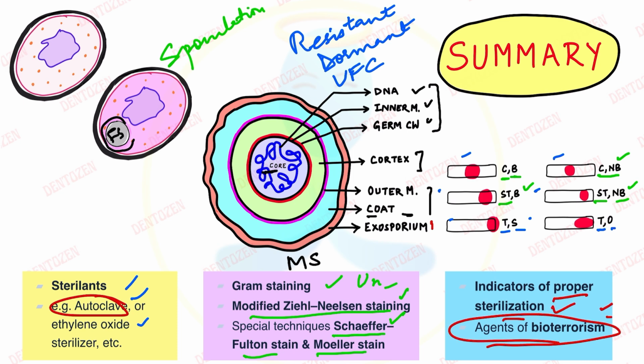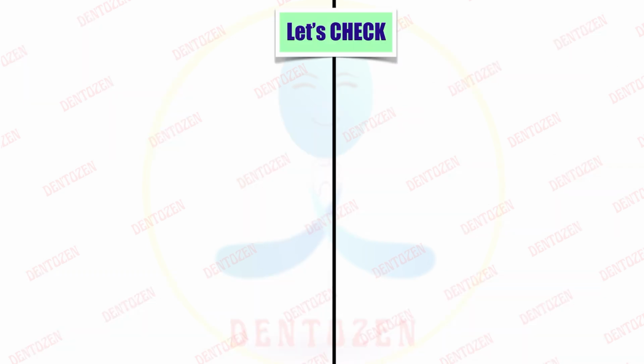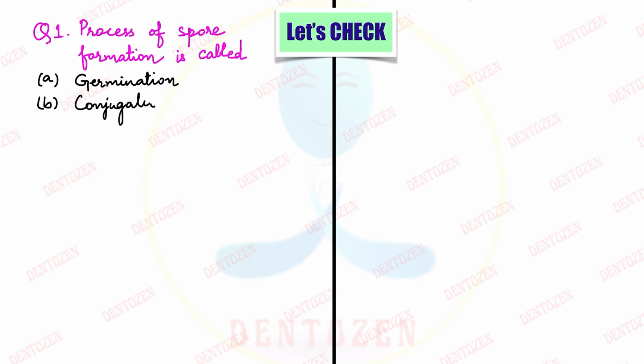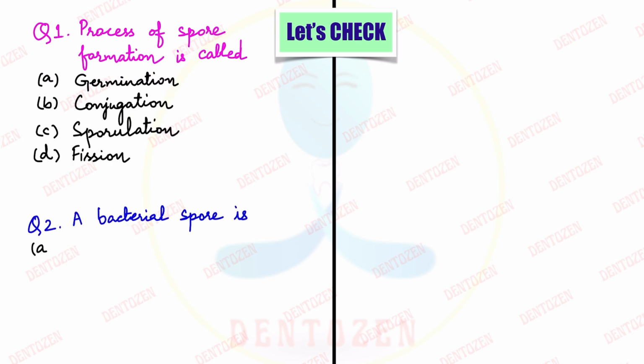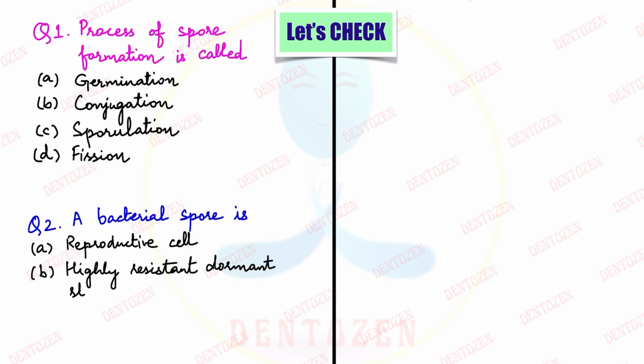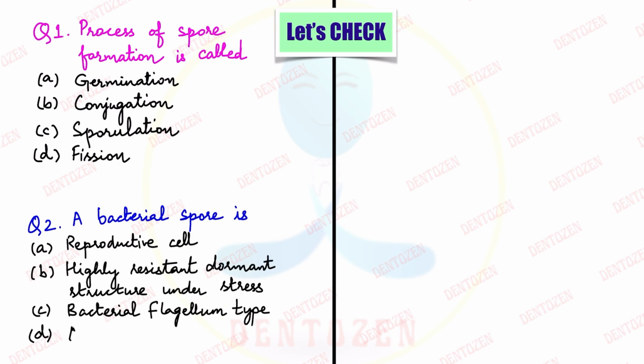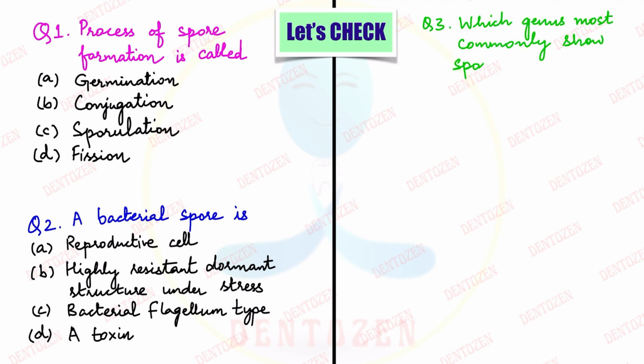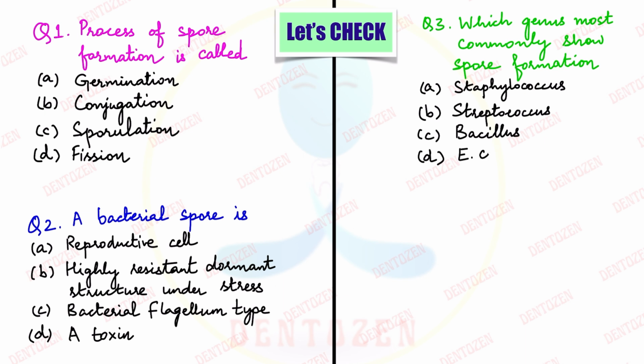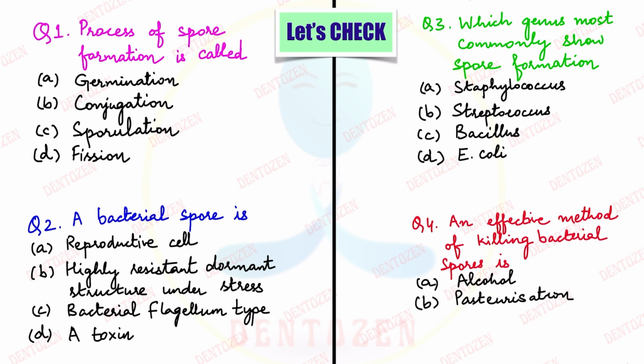Now let's check what you have learned. First question, the process of spore formation is also called germination, conjugation, sporulation or fission. Then question number 2, a bacterial spore is a reproductive cell, a highly resistant dormant structure under stress, a bacterial flagellum type, or a toxin. Then question number 3, which genus is most commonly associated with spore formation: Staphylococcus, Streptococcus, Bacillus or Escherichia coli. And finally, an effective method of killing bacterial spores is alcohol, pasteurization, autoclave or boiling water.